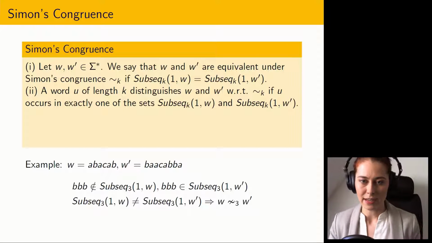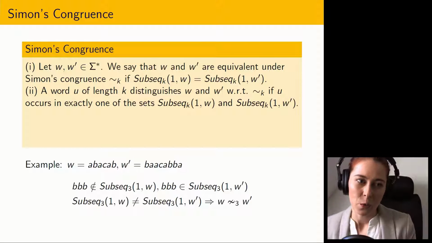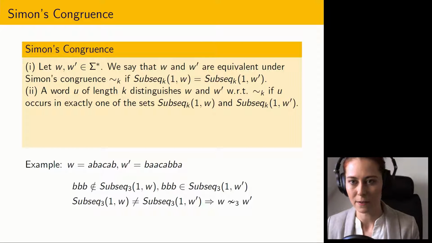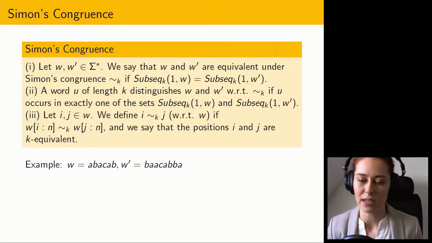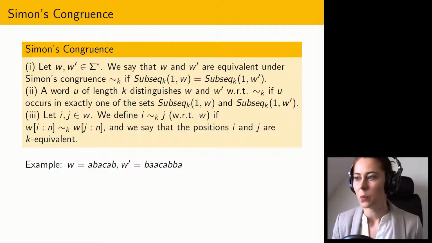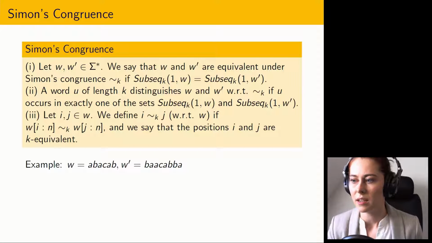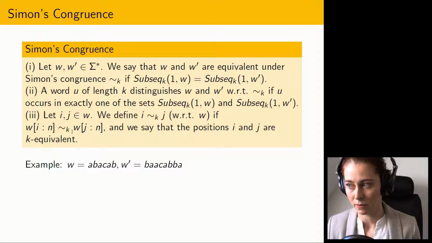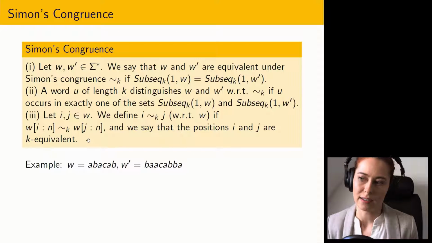After considering examples where two words are equivalent under Simon's congruence, we can also consider the equivalence of different suffixes of the very same word. So if we take two positions i, j inside of W, we define that i is sim k equivalent to j if the suffixes starting on position i and on position j are sim k equivalent. And then we say that the positions i and j are k equivalent.